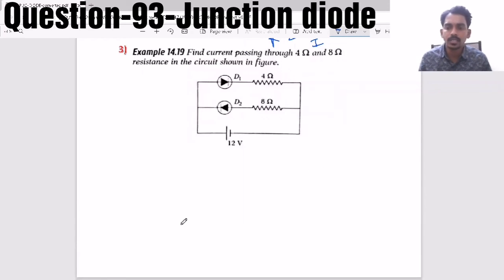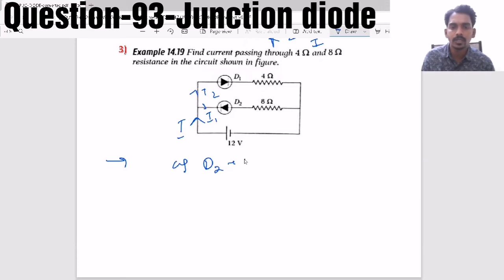Now, find the currents passing through the 4 ohm and 8 ohm resistances in the circuit. See here, the current will start from here and divide into two parts, I1 and I2. But as D2 is in reverse bias, I1 is approximately 0, so no current flows through the 8 ohm. And D1 is in forward bias, so the circuit can now be replaced simply like this.